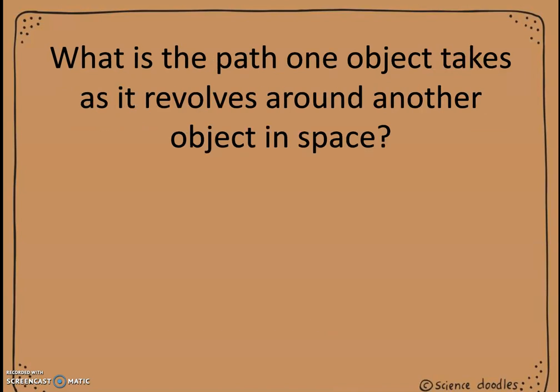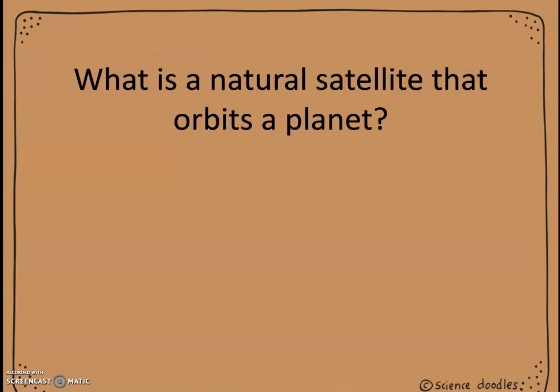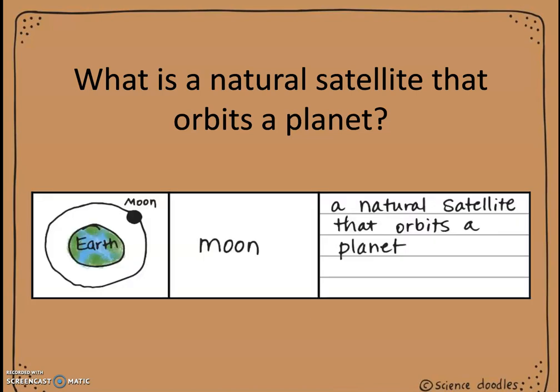What is the path one object takes as it revolves around another object in space? Do you remember what that's called? Orbit. Good job. What is a natural satellite that orbits a planet? A moon. Great. And we have one moon, but other planets have lots of moons.